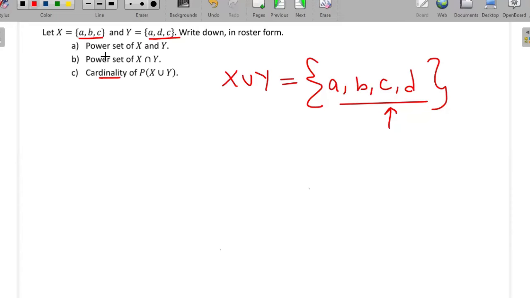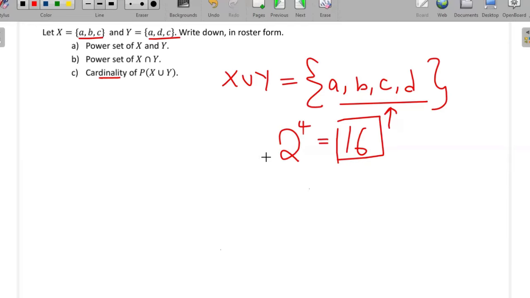I'm going to say here, X union Y has 2 to the power 4 subsets because there are 4 elements here. So this is 16. The number of subsets that this set has is going to be the cardinality of its power set. I don't know if you've gotten that. Someone hasn't gotten it.